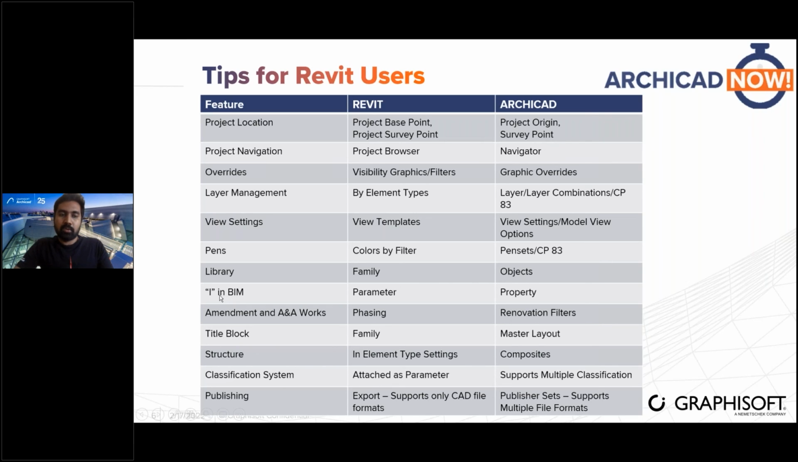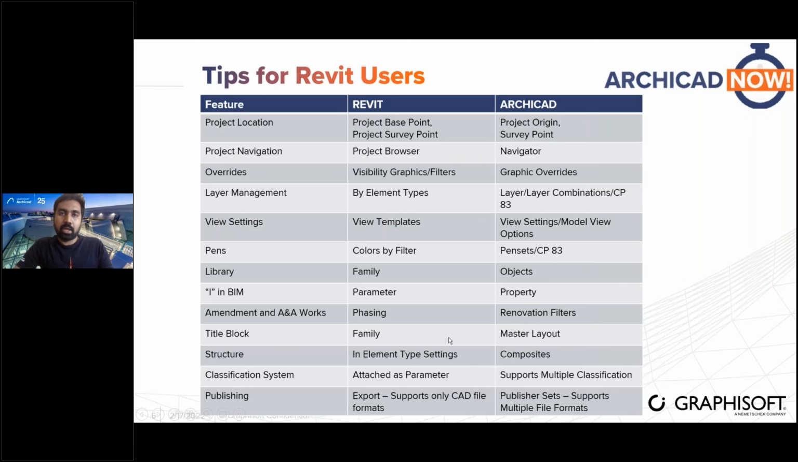Okay. And then for the information in BIM, that is the metadata, we have the parameters. So we have global parameters, shared parameters, and so on in Revit. And inside Archicad, we have properties. So we can have project info also. We have the property manager to manage the properties between different component types. And then we have amendment and ANA works. Inside Revit, we do phasing. And inside Archicad, we call it renovation filters. Okay. And then for the title block, inside Revit we use the family, and in Archicad we use master layout. So when you want to bring in the DWG file for the title block, we can just drag and drop it inside the master layout, explode it in the view, and then edit it.